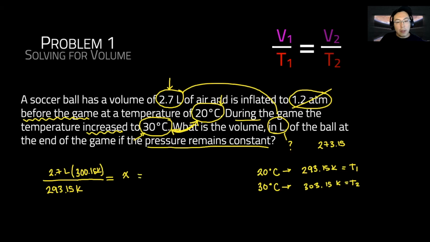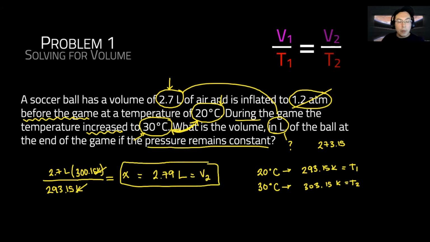Once you do the math, you will get 2.79, and which unit? Liters. This would be our volume 2, or our final volume. So our final answer would be this. One thing: if you did the whole thing with Celsius, your answer is going to be around 4.05 or something, which is significantly different from this. So always be sure to use Kelvin within your process.